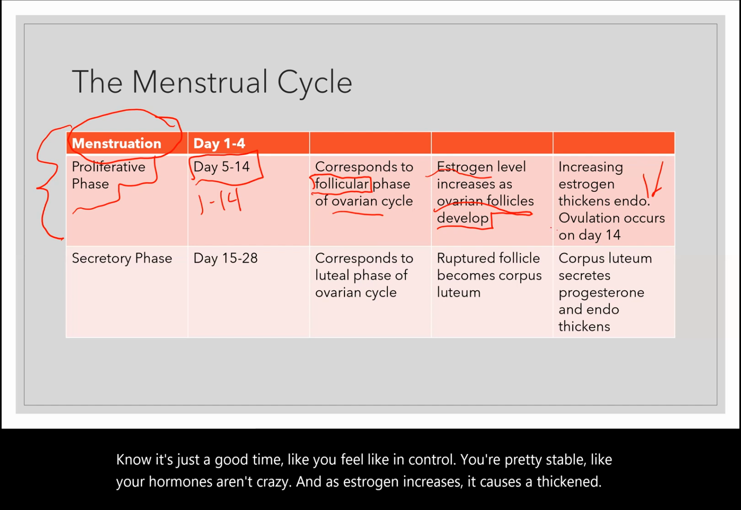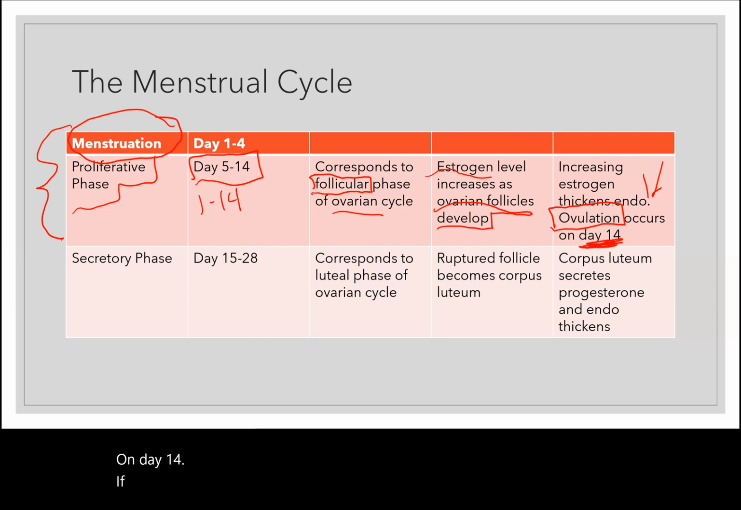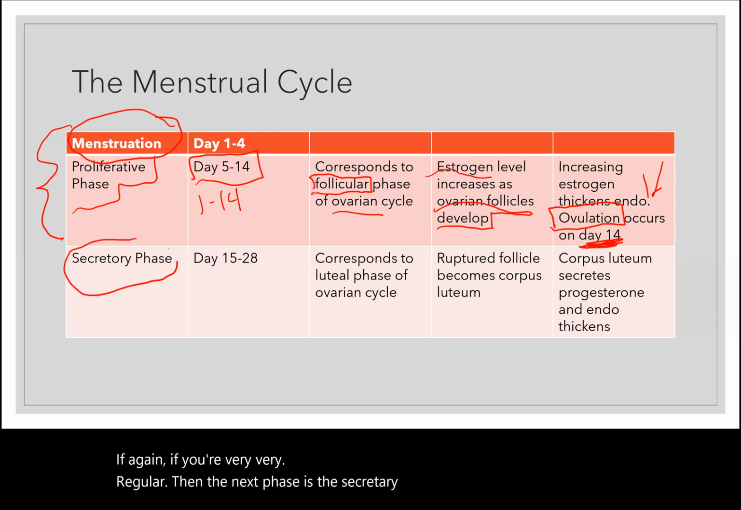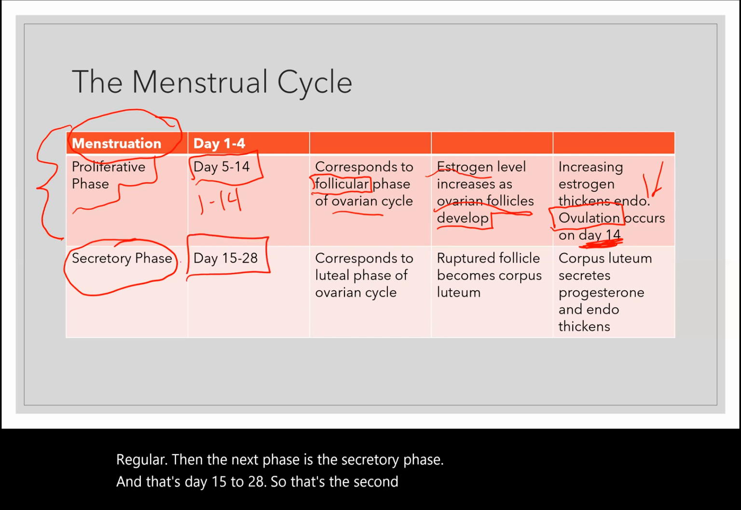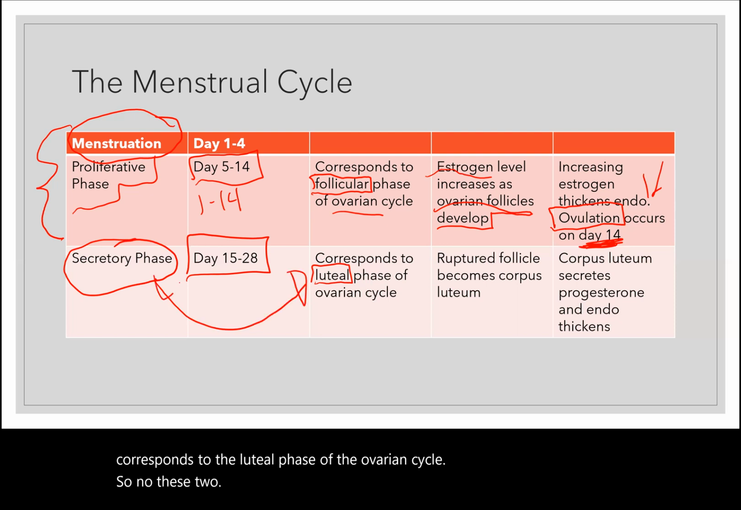Then ovulation occurs on day 14, if you're very, very regular. Then the next phase is the secretory phase, and that's day 15 to 28. So that's the second part of the cycle. And this corresponds to the luteal phase of the ovarian cycle. So know these two, that they correspond together.